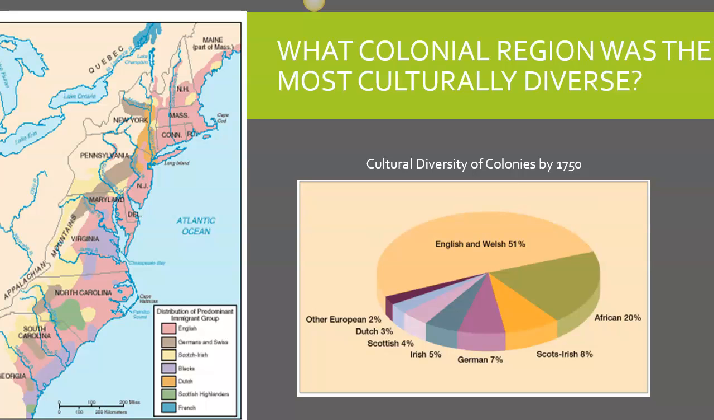But the most culturally diverse colonial region, and we talked about this in Standard 1, would be the mid-Atlantic colonies, right? They were first established by the Dutch and then annexed by the English, but you have lots of immigrants from lots of different countries, and the majority of those are going to settle in those mid-Atlantic colonies.